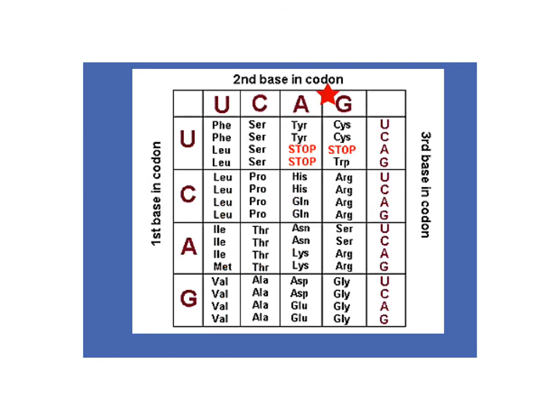And then the second base, we go down here. So if it's UU, we're looking in this box. If it's UC, we're looking in this box. And then finally, for the third base, we look here. So UUU would be phenylalanine. UUC would be phenylalanine also. UUA would be leucine, and UUG would be leucine.